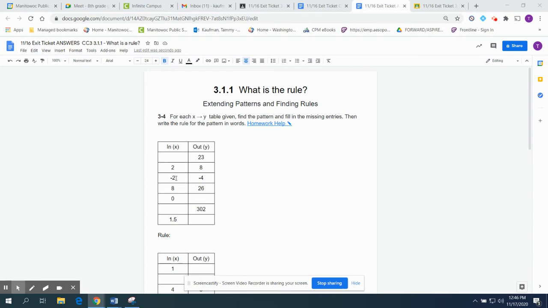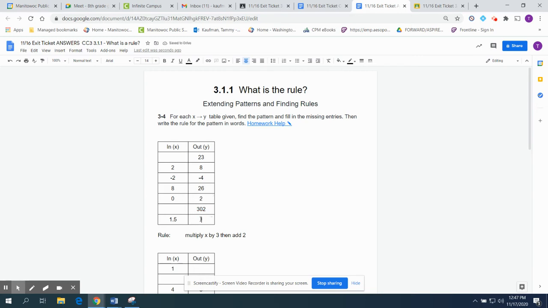And then I'm going to try it here. Well, -2 times 3 is -6, plus 2 is -4. So what's the rule? Well, the rule is multiply x by 3, then add 2. And that seems to work for all of them. So if I do that in here, well, I'll start with this one. 0 times 3 is 0 plus 2. So my output would be 2.